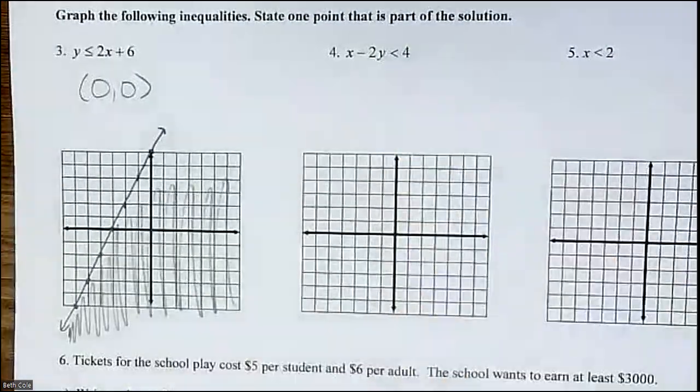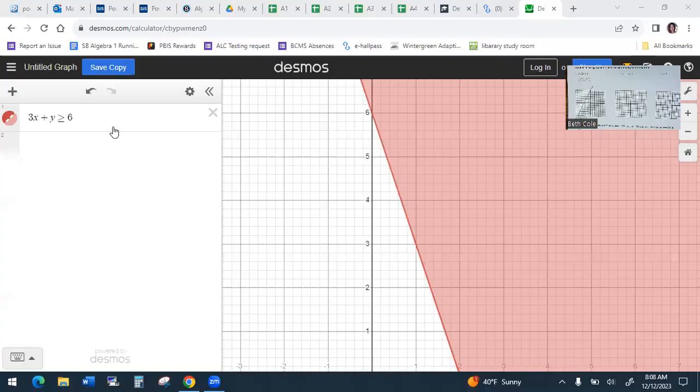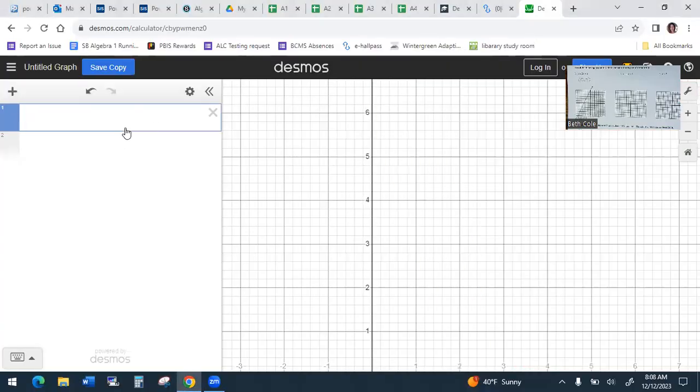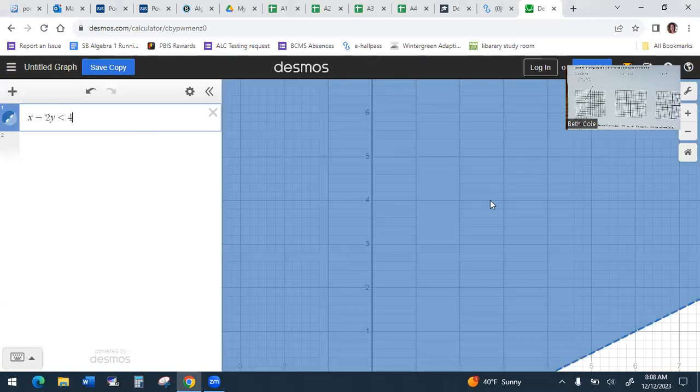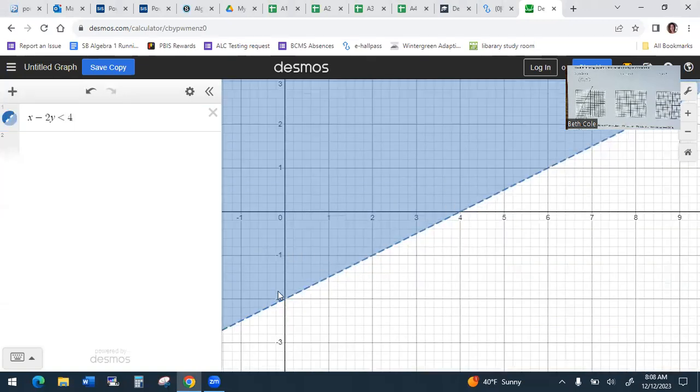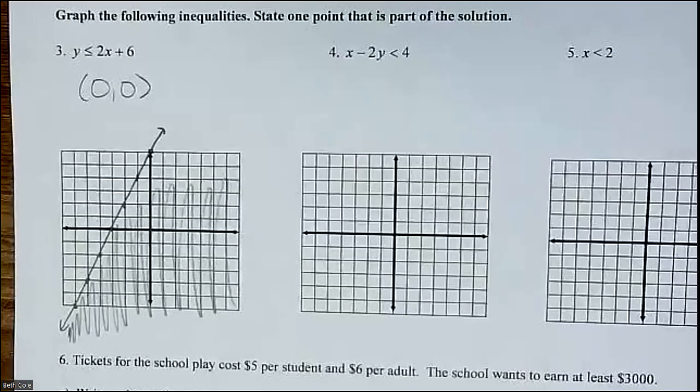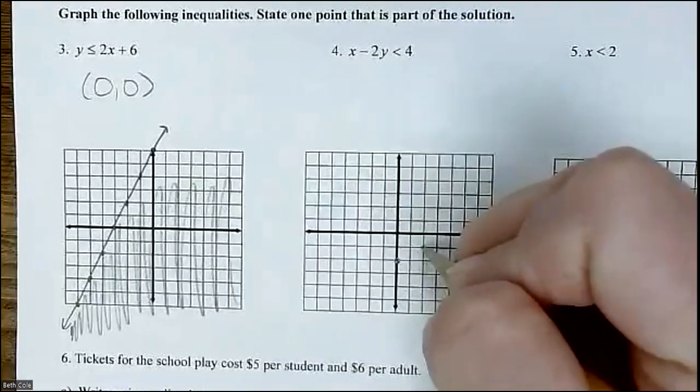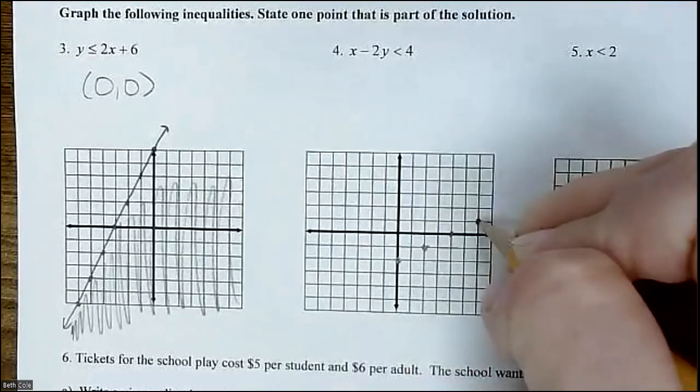All right, this one's not really set up in y equals mx plus b format, so I'm going to go ahead and type that one in the calculator. So it is x minus 2y less than 4. So I just need to find some pretty points to put on here. It's starting at 0, -2, and it looks like the slope is a half. It's going up 1 over 2. So we're going to start down 2 and then do our slope of a half.